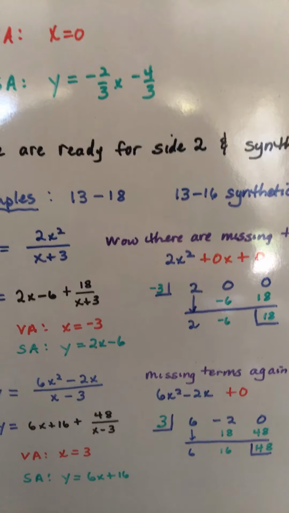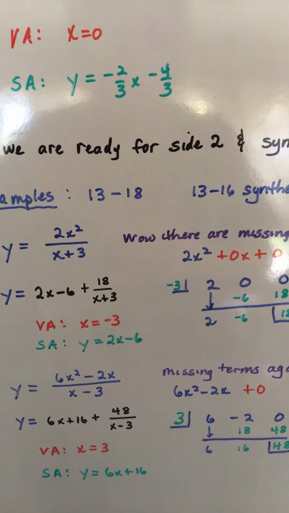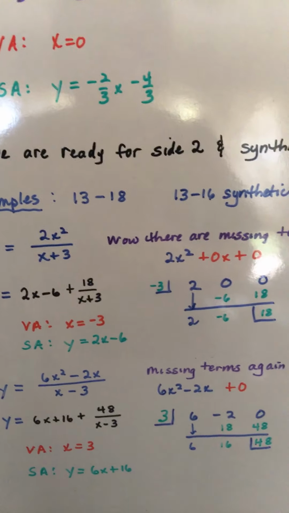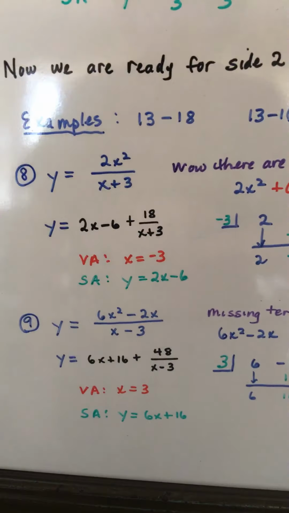What makes the denominator 0? We already know, we used it. X equals -3. What's the quotient? Y equals 2x minus 3.